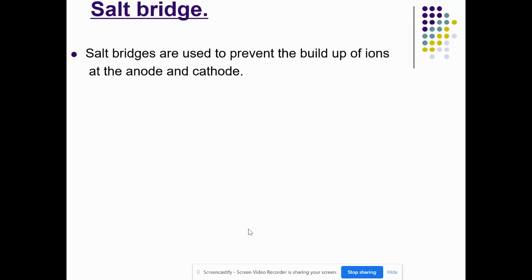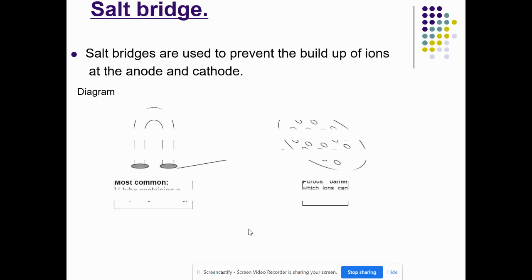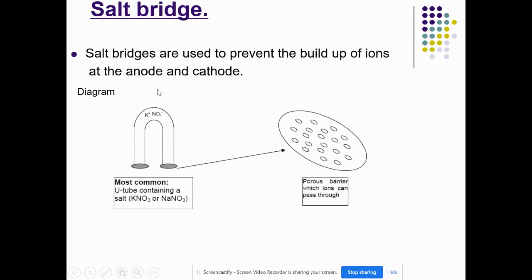All right, so our salt bridge, this is to prevent the buildup of ions at the anode or cathode. So with this one here, they call it a U-tube. So you suspend it in both of the solutions. So look at the other picture. Porous barrier. If we did this lab in class, we'd probably use a cotton ball or a semi-permeable membrane or something like that, which the ions can pass through.